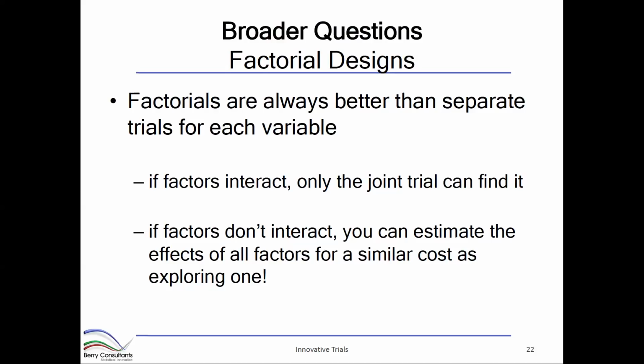If the factors don't interact, then you get another benefit. This is a very nice mathematical property that's somewhat not intuitive, but if the factors don't interact, they're additive, the effect of A is always the same no matter what happens at the other settings, then you can estimate the effects of all the factors for a similar cost as exploring just one of them.